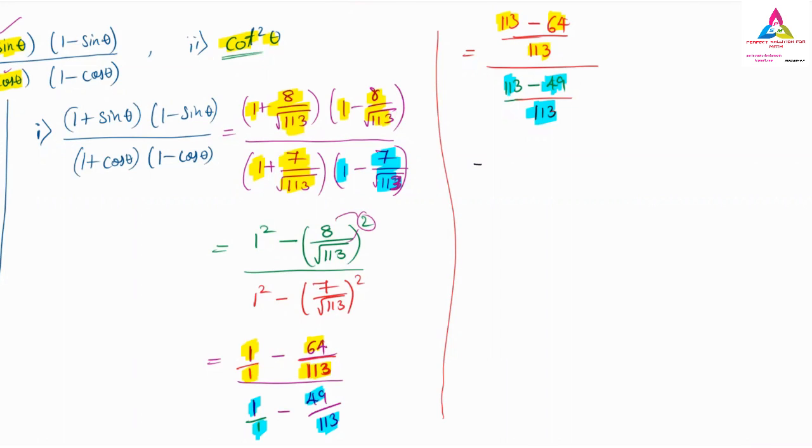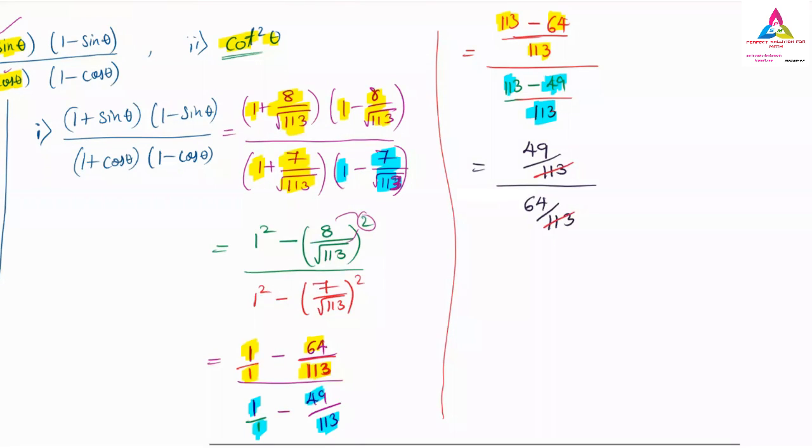No, sir. Okay, next, 113 minus 64. 113 minus 64 is nothing but how much? Just now I have calculated while finding the Pythagoras theorem. How much? 49 divided by 113, whole divided by 113 minus 49 is 64, whole divided by 113. So here 113 and 113 get cancelled.